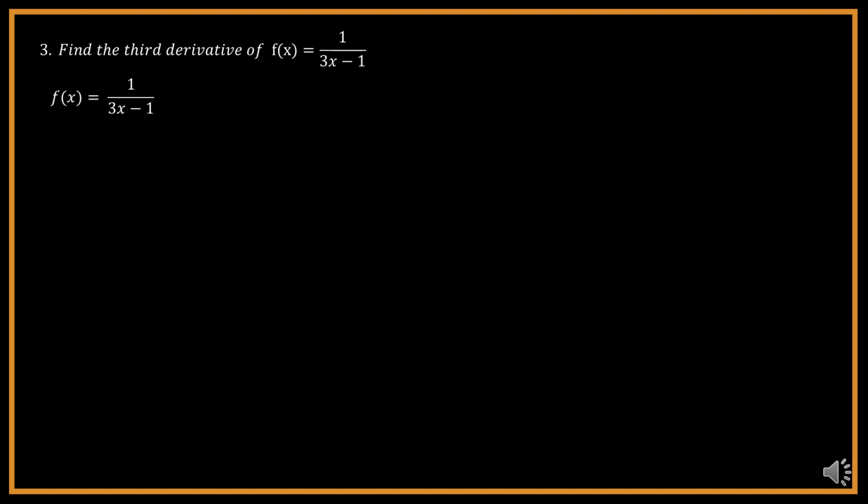Number 3. Find the third derivative of the function f of x is equal to 1 all over 3x minus 1. To determine the derivative of this function using the derivative of the quotient, the first derivative f prime of x is equal to, just copy the denominator 3x minus 1 multiplied by the derivative of the numerator, or derivative of 1, which is equal to 0, minus, copy the numerator, which is 1, multiplied by the derivative of the denominator 3x minus 1, and the derivative of 3x is 3, and the derivative of negative 1 is equal to 0, divided by the square of the denominator.